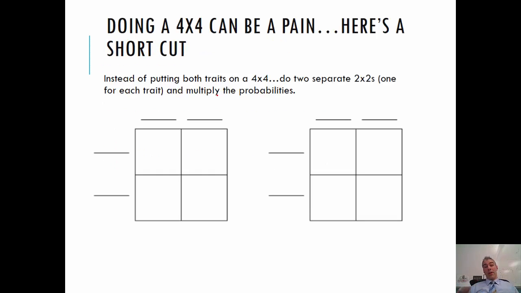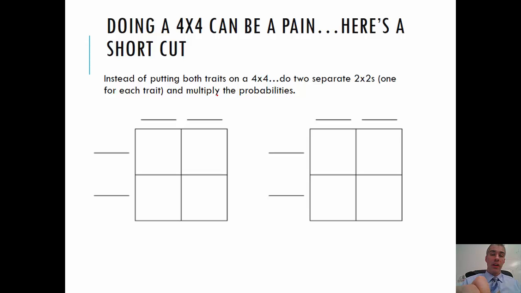So doing a 4 by 4 can be a pain. So here's a shortcut. Instead of doing a true 4 by 4, which takes forever to do, as you can see, I didn't even feel like writing it all out, you can also do two separate 2 by 2s with each individual trait on each separate Punnett square.